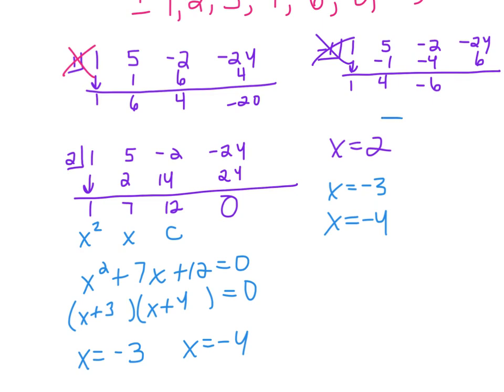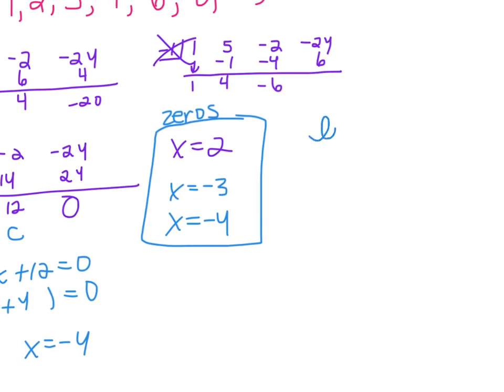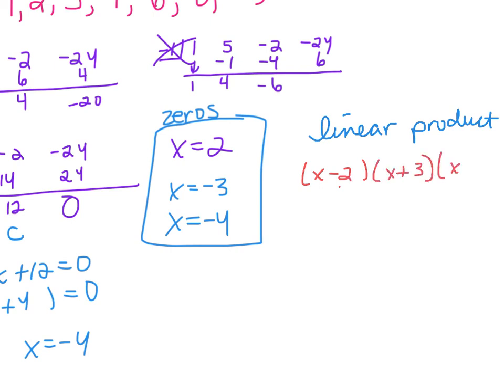But here are my 3 zeros. These are my answers. When I ask you what are the zeros of the polynomial, solutions, roots, x-intercepts, it's x equals 2, x equals negative 3, and x equals negative 4. Another thing you're going to have to do is write your answer as a linear product. Well, that just means what's the binomial? What did my x look like in the step before I went and solved? So you would write your linear product as what? x minus 2, x plus 3, and x plus 4. Great job. Perfect.